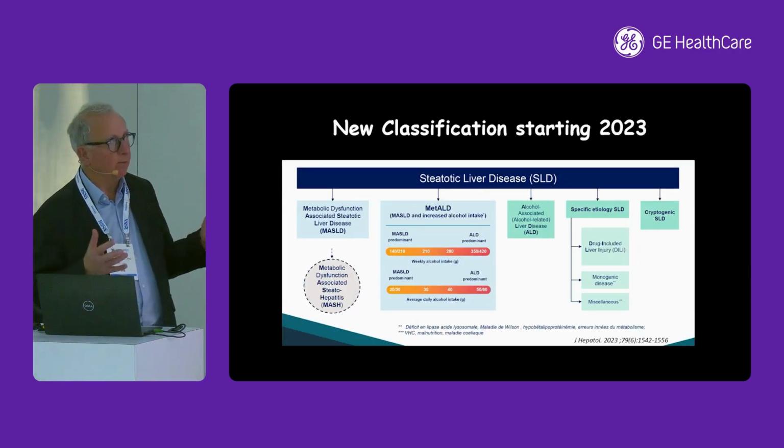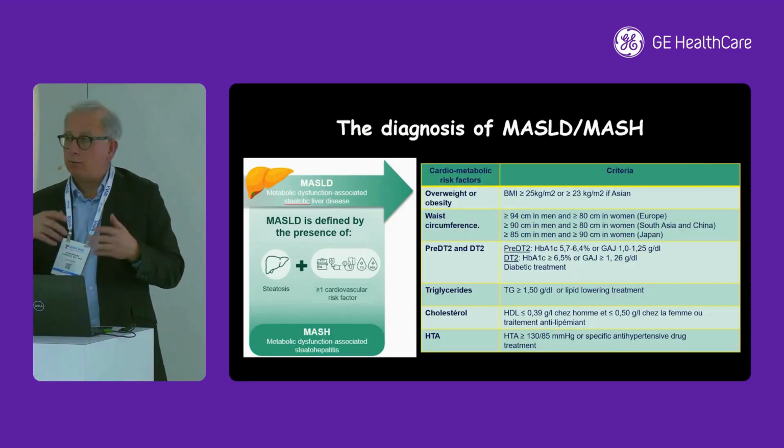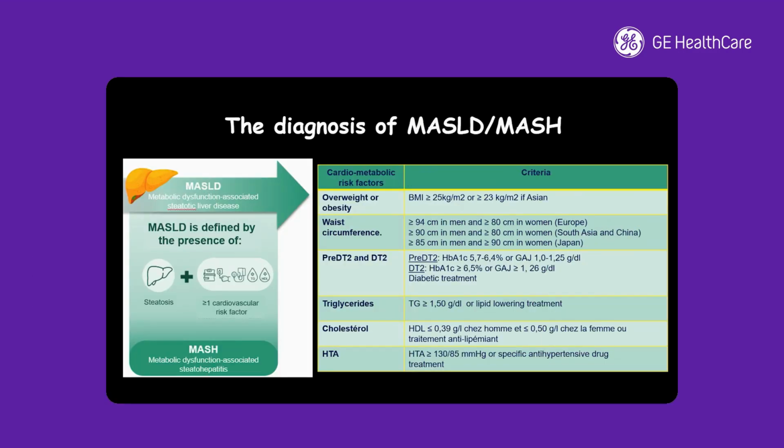So the new classification started in 2023. And as I showed before, you have alcohol and specific disease on one side. You have the metabolic dysfunction associated steatotic liver disease, the MASLD. And in between, you have patients with mixed alcohol and MASLD disease. So this is a very new introduction, very important. And MASLD can lead to MASH, which is the development of inflammation in the liver and the ballooning of the hepatocytes.